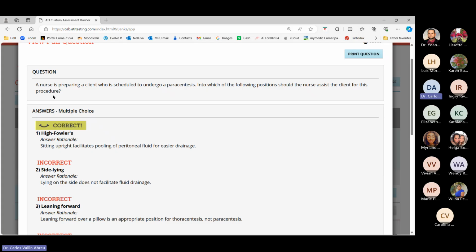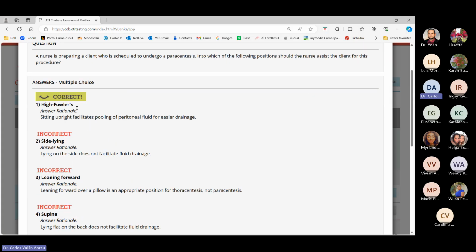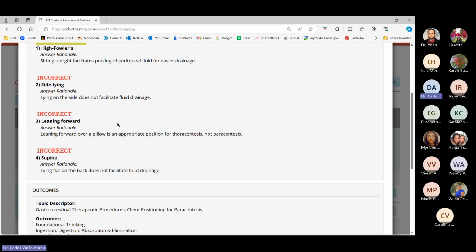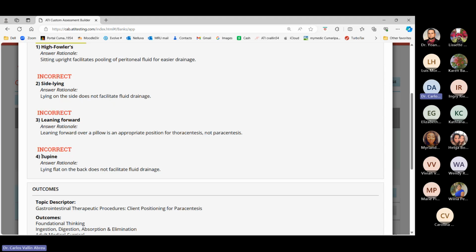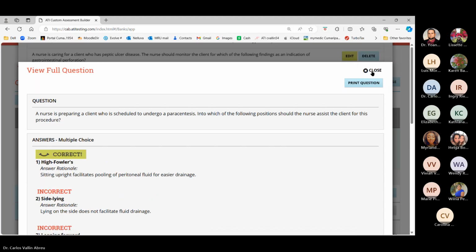A nurse is preparing a client who is scheduled to undergo a paracentesis. In which of the following positions should the nurse assist the client for this procedure? As high as tolerated, high Fowler's. Why? Because the patient is breathing with difficulty. And of course, this position also collects the liquid in the lower part of the abdomen. No side lying, no leaning forward, no supine. Very good.